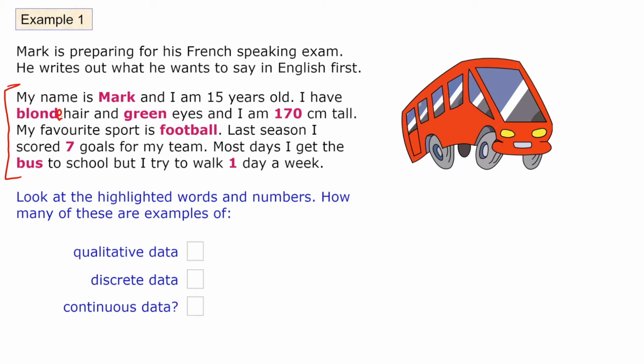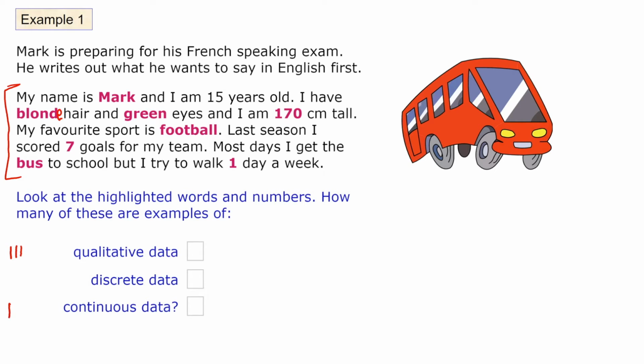Okay, so what they want you to do is to look at the highlighted words that are in pink and numbers. How many of these are examples of qualitative data? So that's words, discrete data, so that's numbers that we can count, and then continuous data, so that's numbers that are measured. Okay, so my name is Mark. So Mark is a word, so that would be qualitative data. And I am 15 years old. I have blonde hair, so that's a word, so that's qualitative data. And green eyes, that's a word, so qualitative data. And I am 170 centimetres tall.